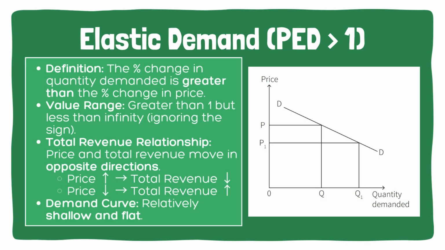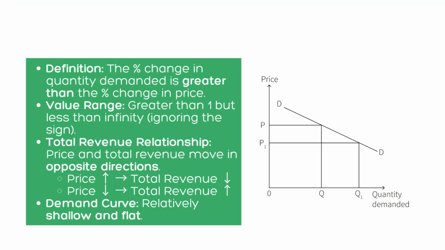Products can have elastic or inelastic demand. When demand is elastic, a small change in price causes a larger percentage change in quantity demanded, meaning the PED is greater than 1. For instance, if a product's price drops and demand rises sharply, total revenue increases because people buy much more. Elastic demand is usually represented by a flatter demand curve.